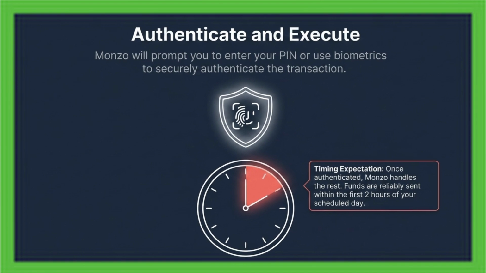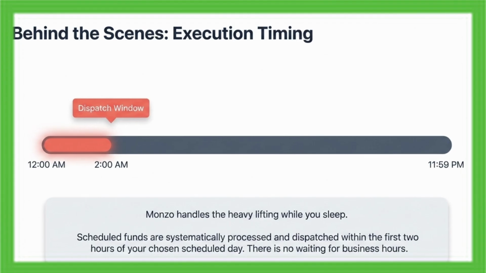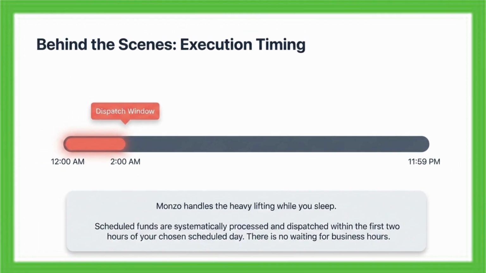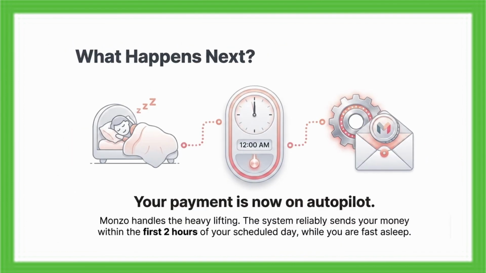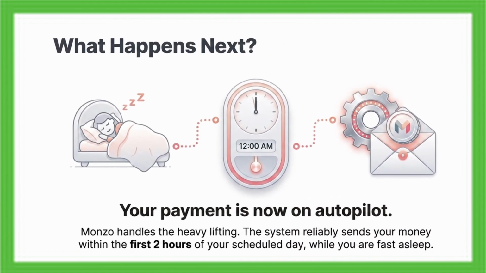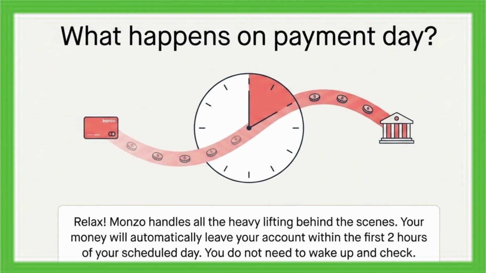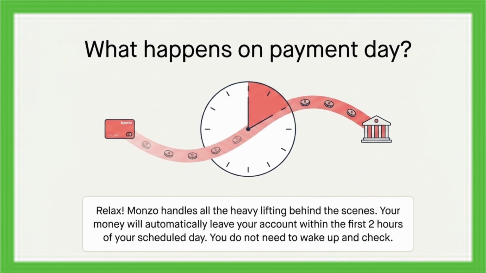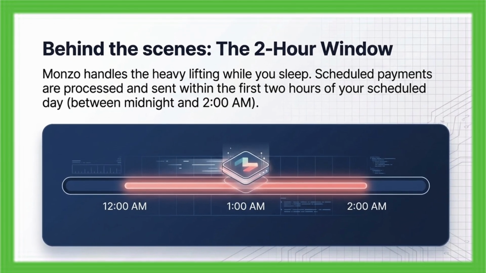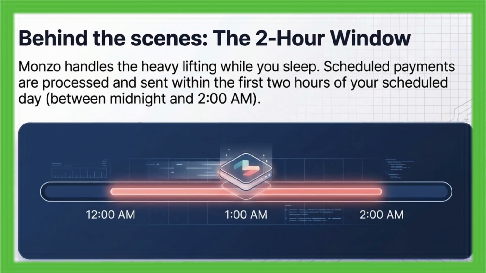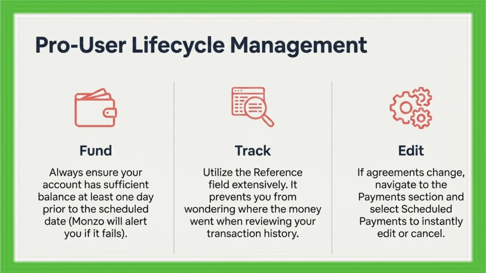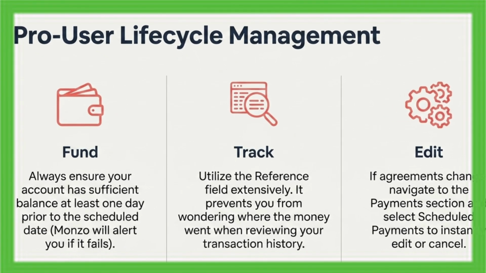And just like that, you've set up an automatic payment. Monzo will now handle the heavy lifting and send that money based on the schedule you just created. From experience, Monzo sends the money for you within the first 2 hours of the scheduled day. That is it! Next, pro tips for your scheduled payments.